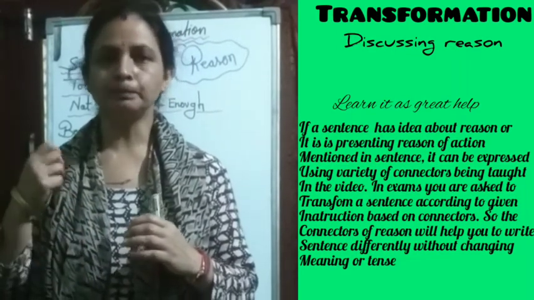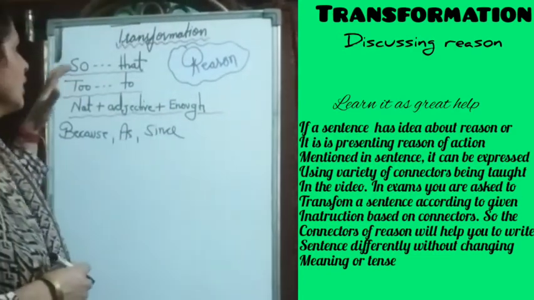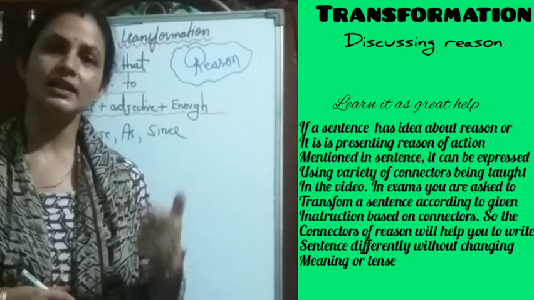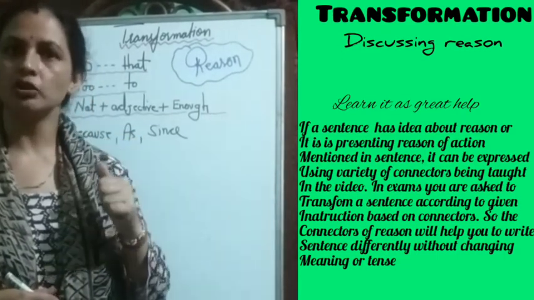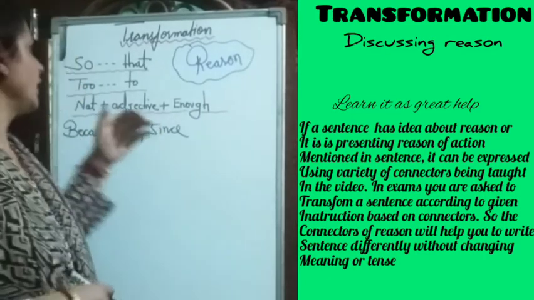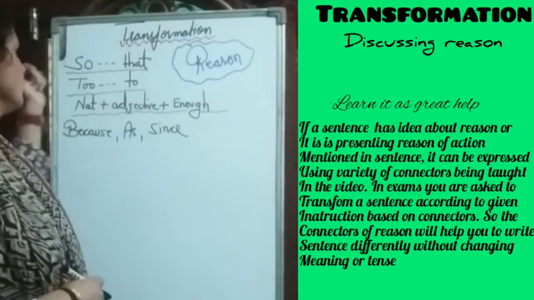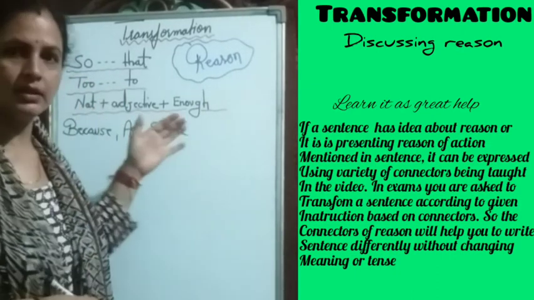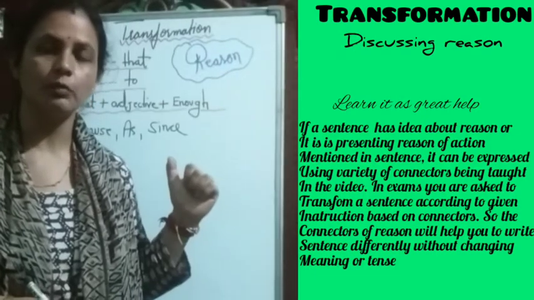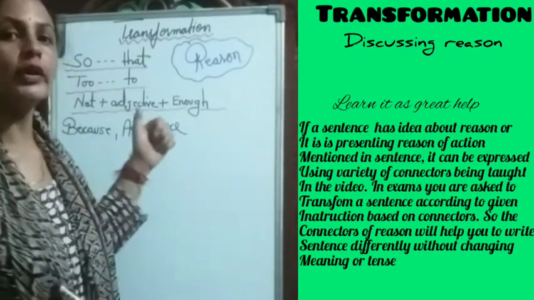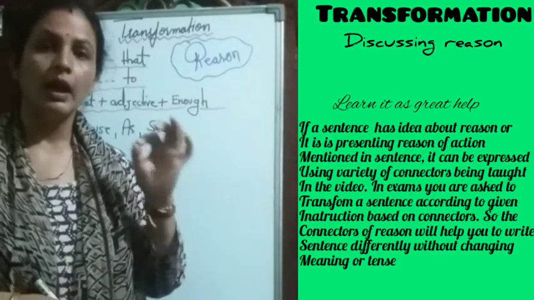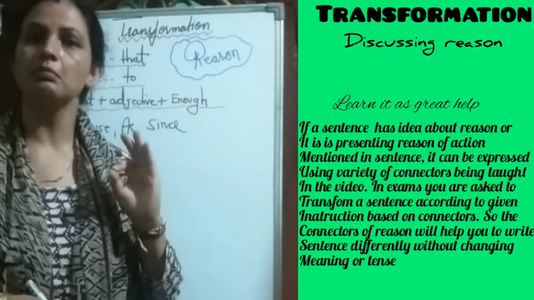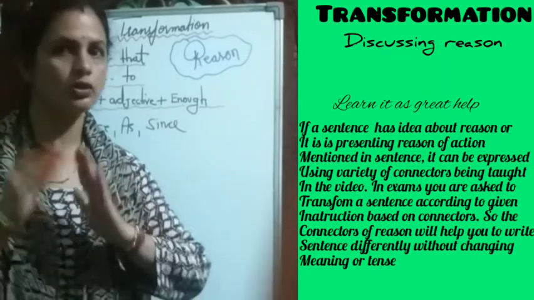Okay, here are the following connectors which we use for transforming the expression of reason. Like so that, to, not adjective plus enough, because, as, since. All these are used in transformation for showing the idea of reason. But we transform the sentences without changing their meaning. We only have to change the state, not the meaning.